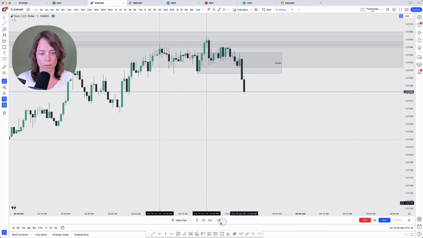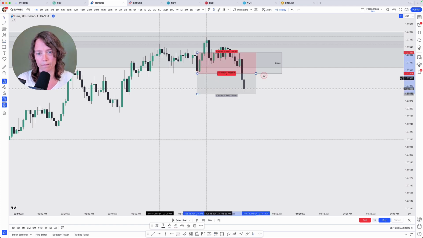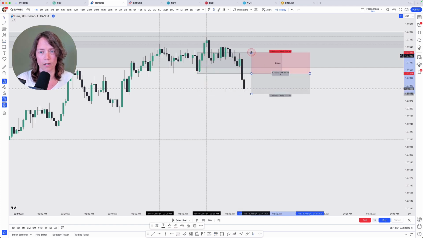So when we got the break, I placed my entry on the breaker. You can either place your stop above the breaker block, which was also this high, which made a perfect engulfing candle after it. So it could have been above this high. I was just playing it safe, had it above this high.